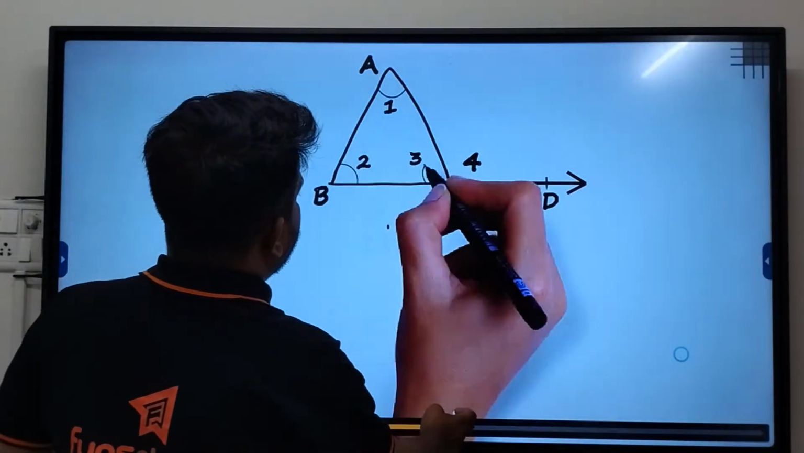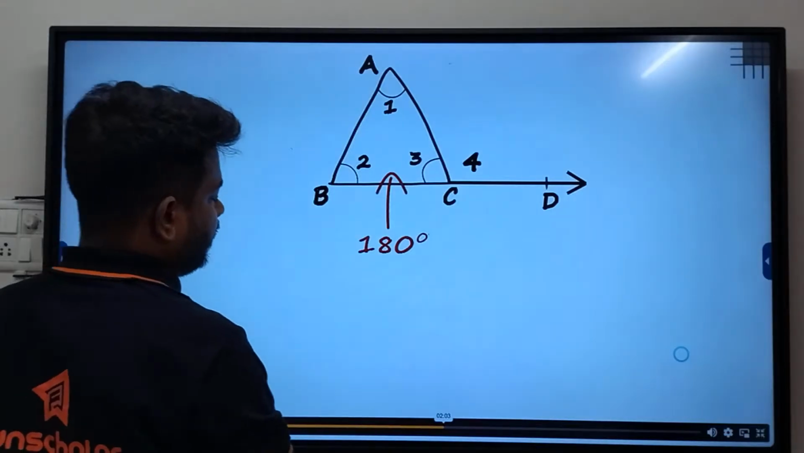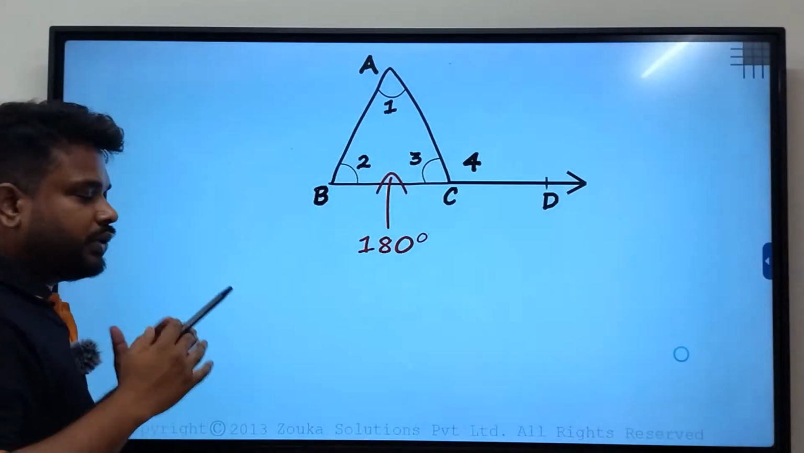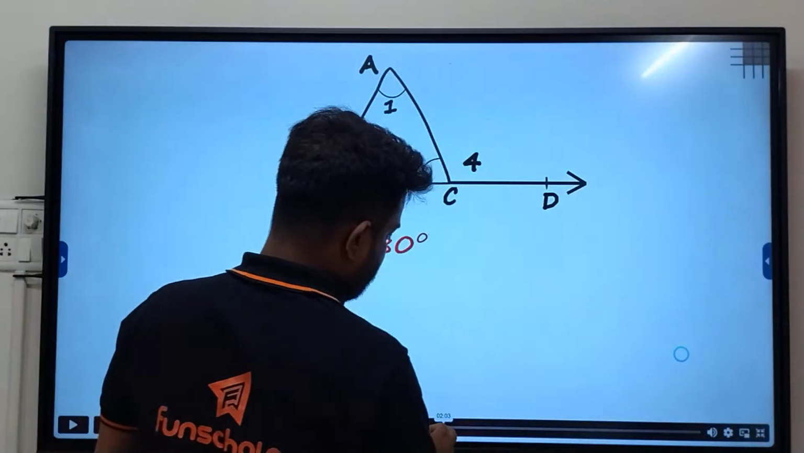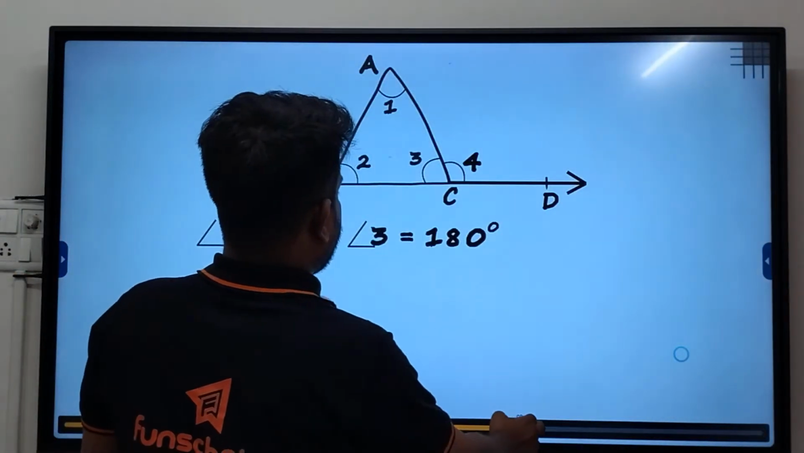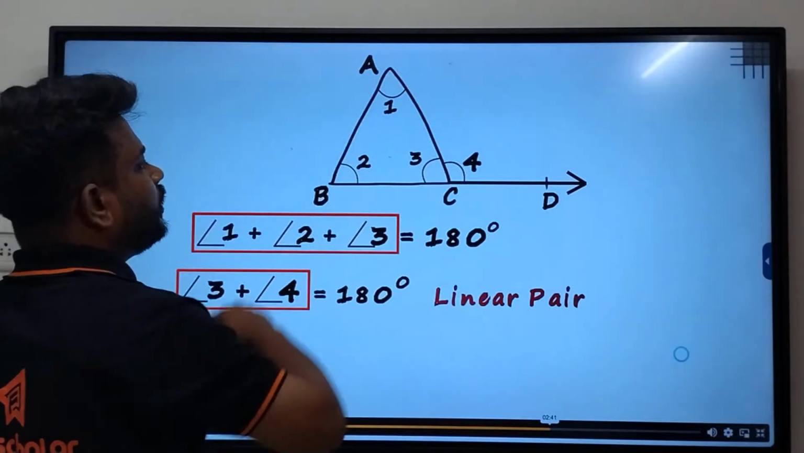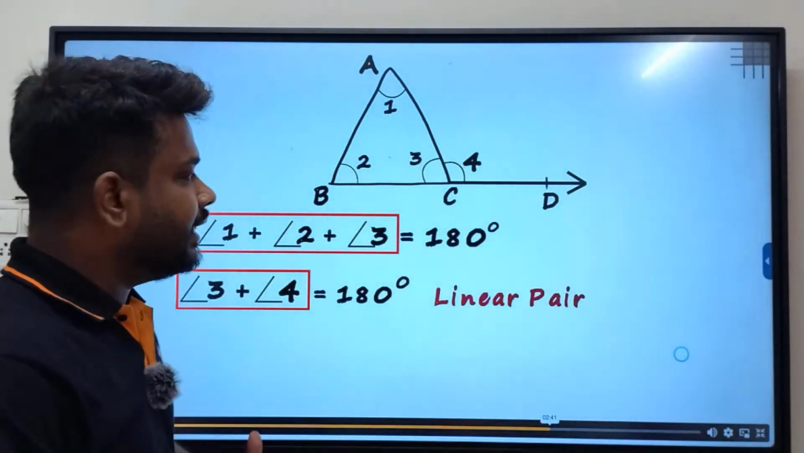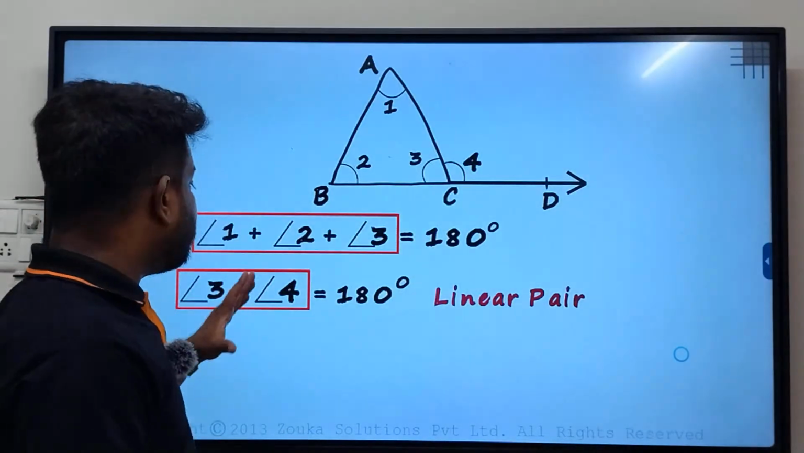Okay, and if I name them angle 1, angle 2 and angle 3, and their sum, we already know that the interior angles are 180 degree, and so 3 and 4 will also make a linear pair whose sum will be 180 degree.